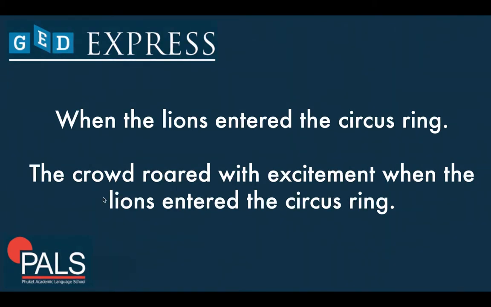So when you say the crowd roared with excitement, this is an independent clause, because it already says a lot. We might not know why exactly the crowd roared with excitement, but imagine if we only had this part of the sentence, then it would be rather confusing because we don't exactly know what happened when the lions entered the circus ring.